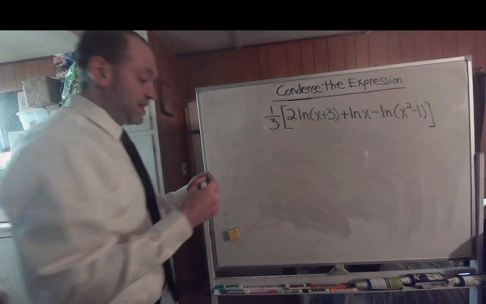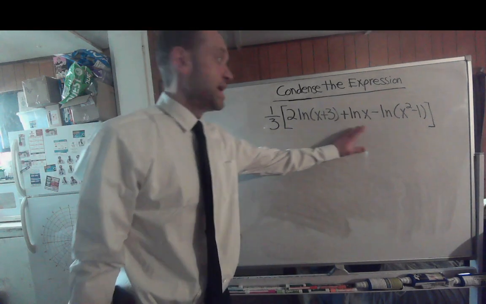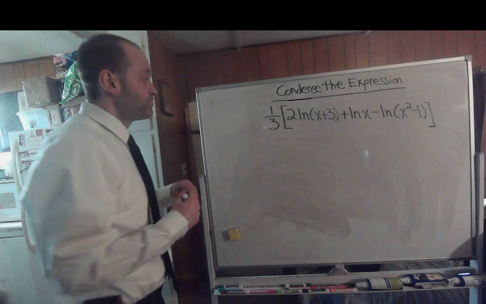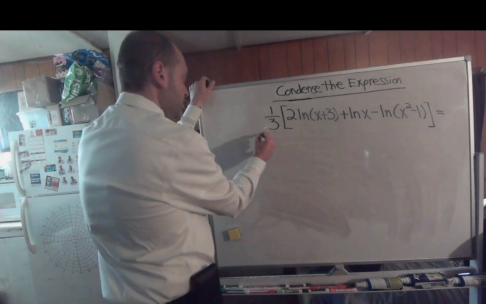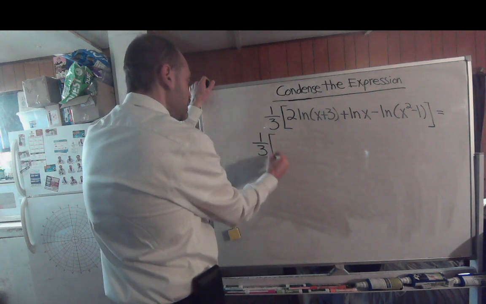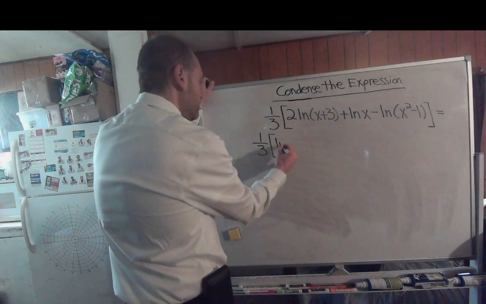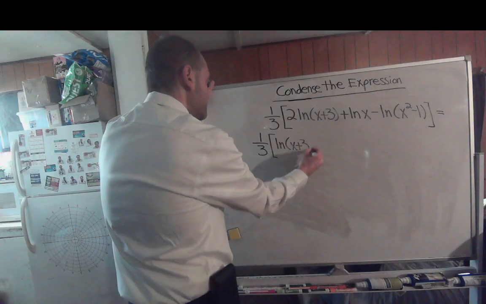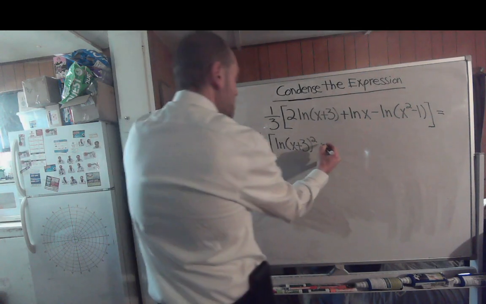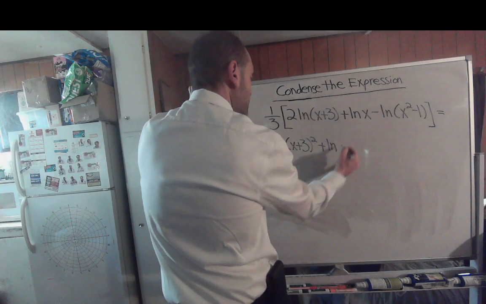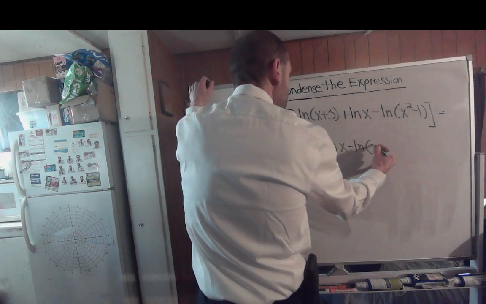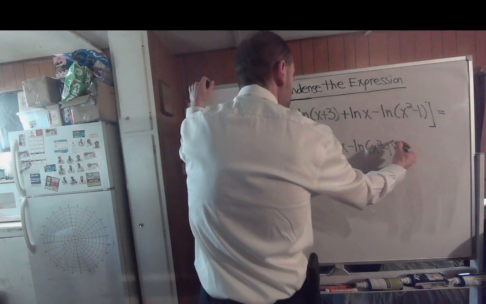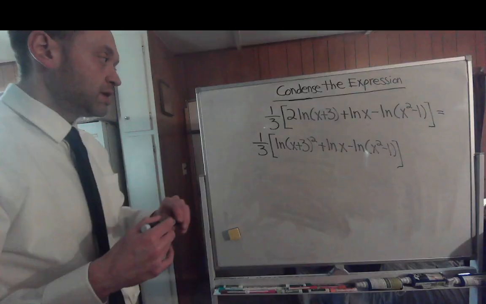Well, again, I think it's pretty obvious we want to work inside of the brackets first, right? For sure on the first term we have a power rule, don't we? Because we have a coefficient on the logarithm. So this would turn into 1/3 times the bracket of the natural log of x plus 3 raised to the second power plus the natural log of x minus the natural log of x squared minus 1. And again, we want to condense this into one logarithm.